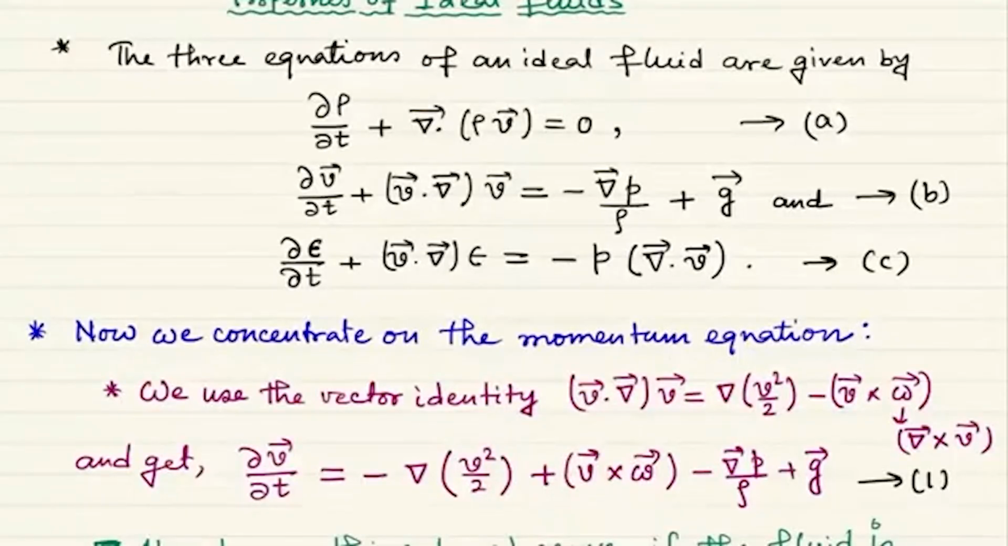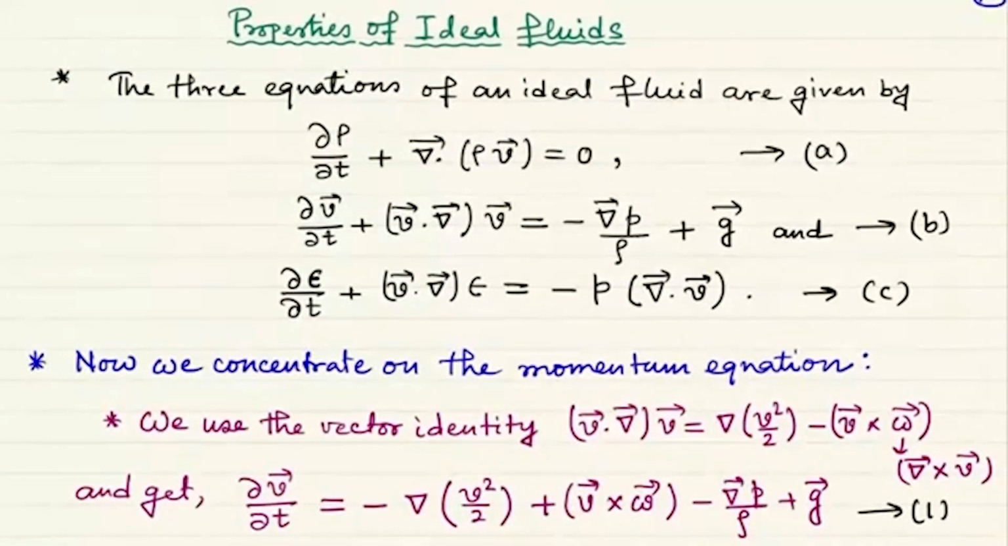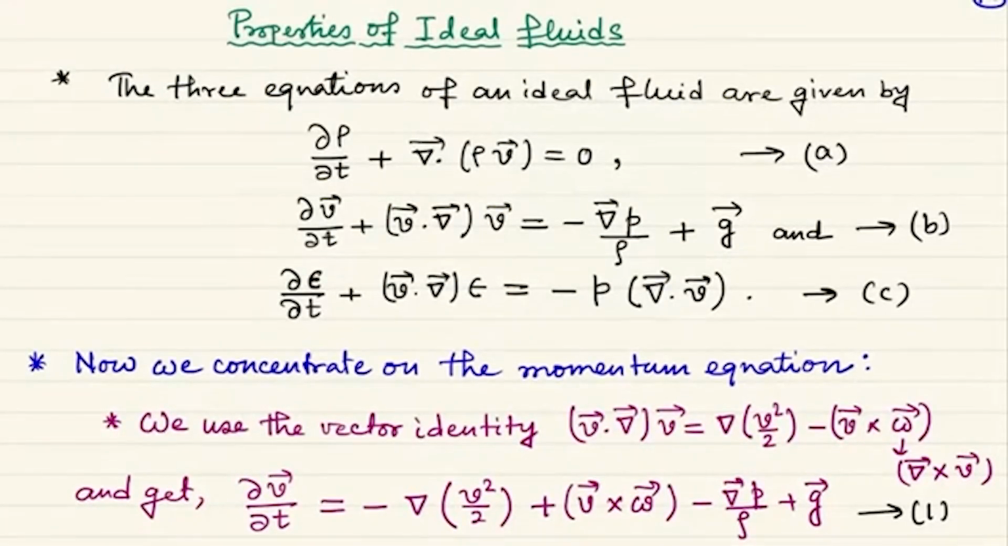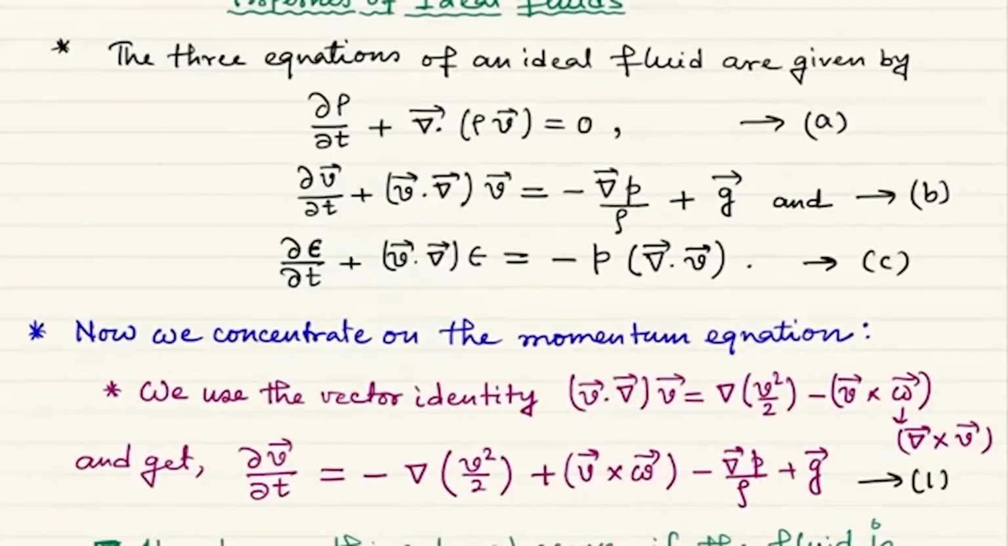Okay, so we continue our discussion on the ideal fluids, and in this lecture we will mostly discuss some interesting properties of ideal fluid equations. As you can see, these three equations A, B and C are nothing but the continuity equation, the momentum evolution equation and the energy equation for ideal fluids. That is just for recapitulation purposes.